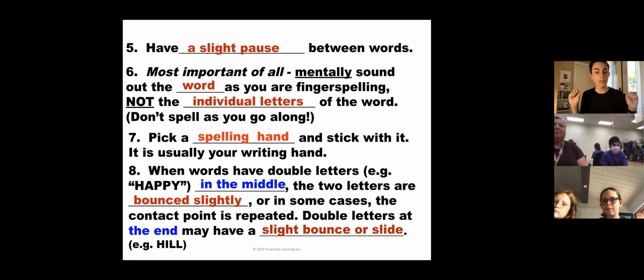Pick a spelling hand and stick with it. If you're left-handed, you can use your left and stay on your left side of your body. If you're right-handed, use the right, but try not to switch back and forth. And then when you have double letters, depending on the letter, it's either a slide or a bounce. And so with T, you do that bounce there. With E, you do the slide, right? And there's different letters, different rules.